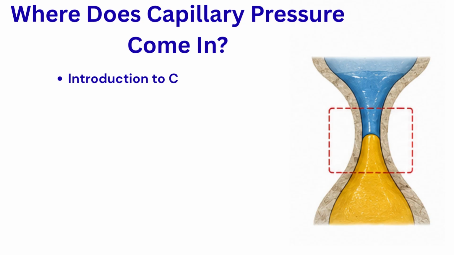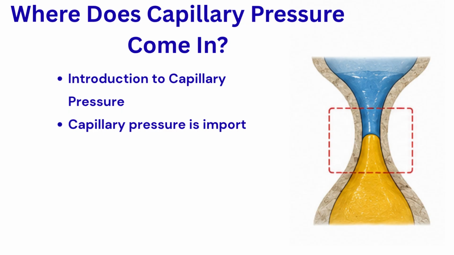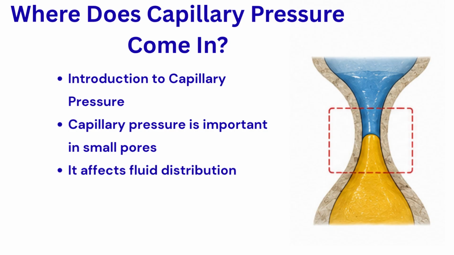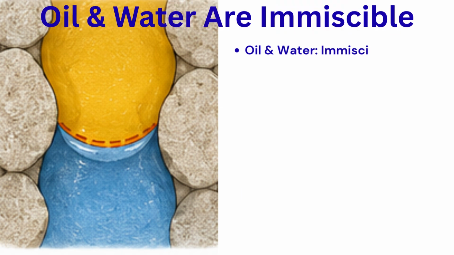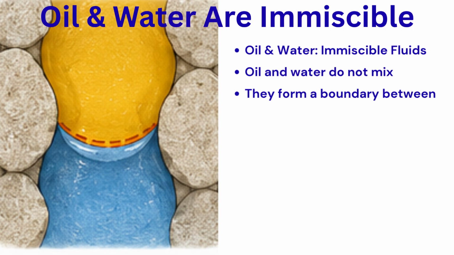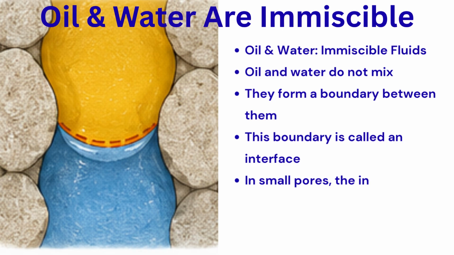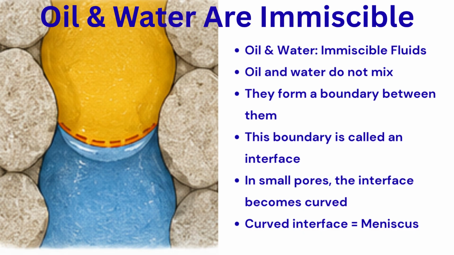So, where does capillary pressure come in? Now, let's introduce another important term, capillary pressure. Don't worry, we are keeping it simple here. We will study capillary pressure in much more detail in another lecture. For now, imagine water and oil occupying the same pore system. Water and oil are immiscible. In simple words, they do not mix together. So instead of becoming one fluid, they form a boundary between them. This boundary is called the interface. Inside a small pore, this interface can become curved. This curved surface is called the meniscus.